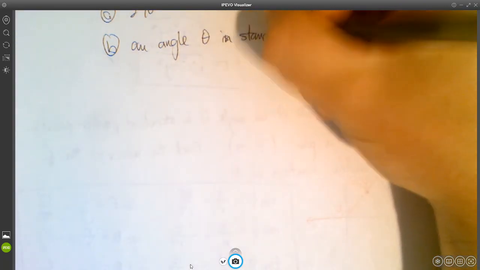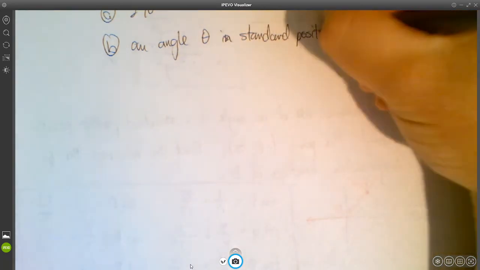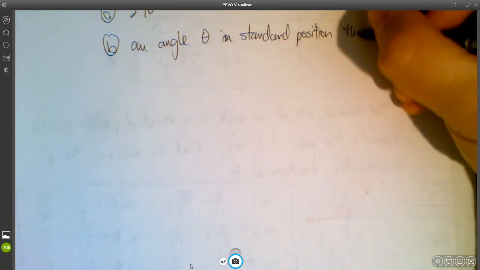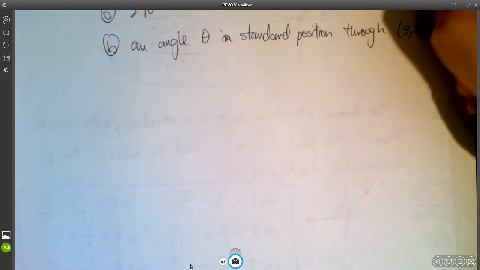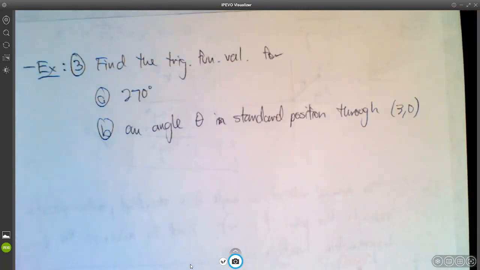So let's find the trig function values. I should just abbreviate it TFV, trig function values. TFV for 270 degrees and an angle theta in standard position that goes through the point (3, 0). Okay, so find the trig function values for 270 degrees and for an angle theta in standard position through (3, 0). Go ahead and give the video a pause and see if you can work those out.